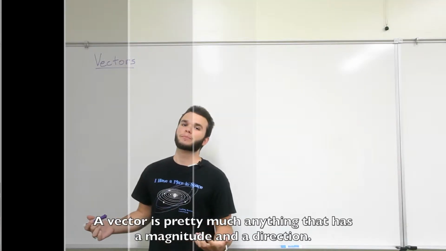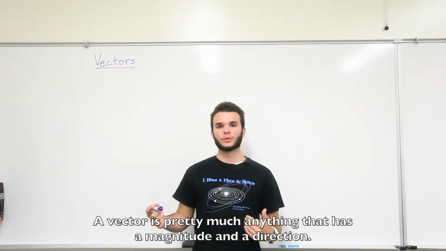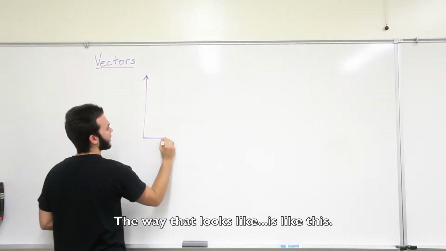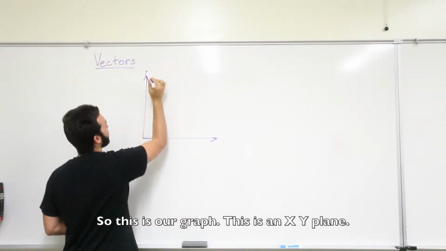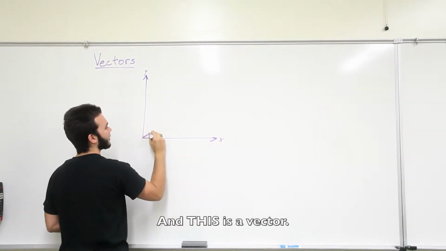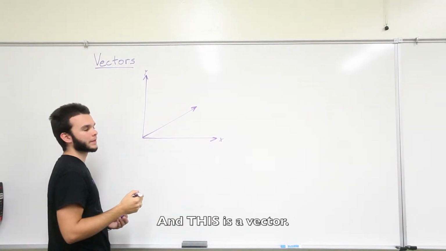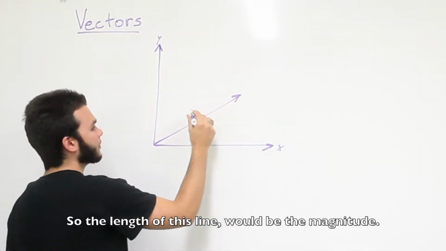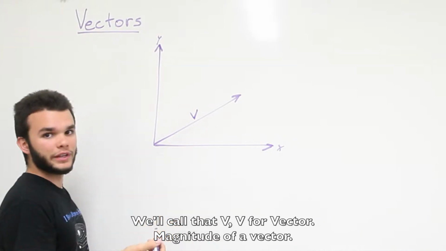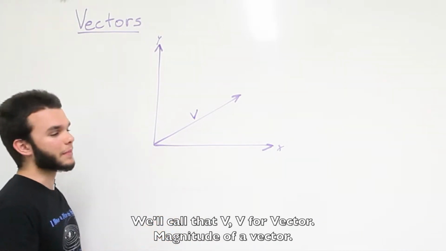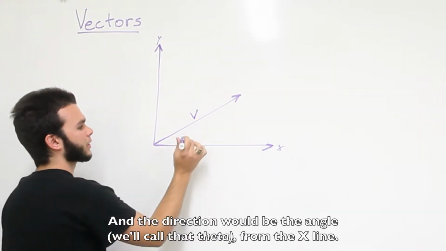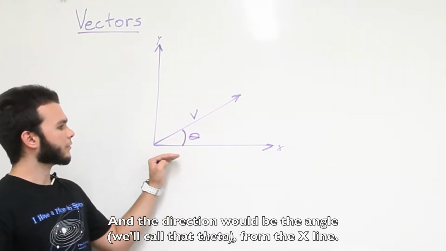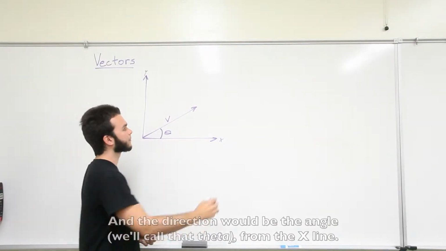So a vector is pretty much anything that has a magnitude and a direction. So the way that looks is like this. This is our graph. This is an xy plane, and this is a vector. The length of this line would be the magnitude. We'll call that v for vector, magnitude of a vector. And the direction would be the angle, we'll call that theta, from the x line.